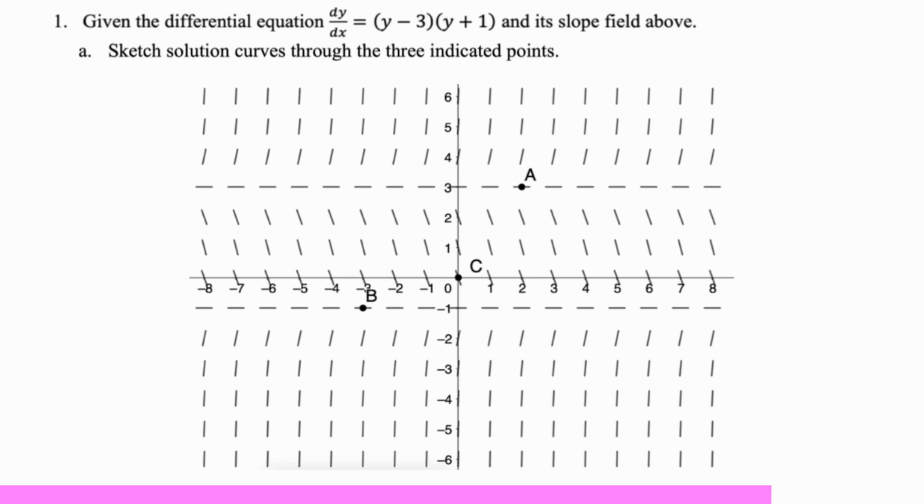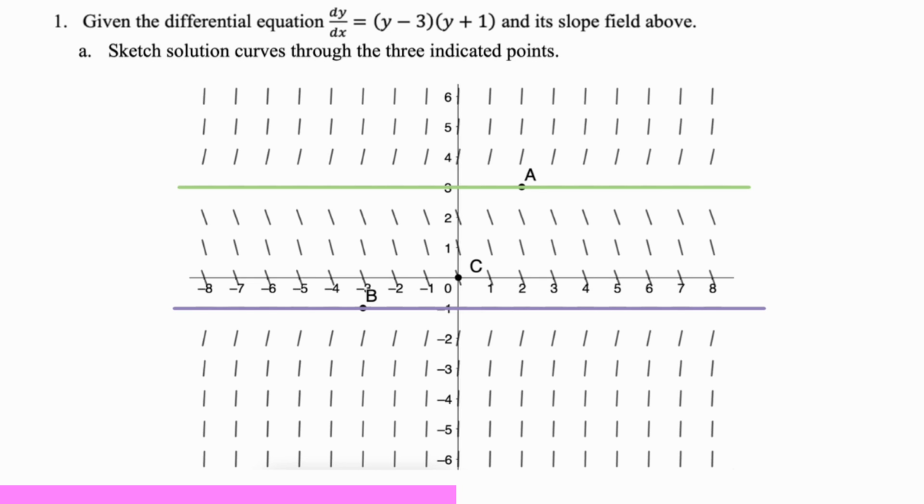All right, so point A is starting at y equals 3. And you can see from the differential equation, if y equals 3, the slope is always 0. You're just going to get a horizontal line. B is kind of the same thing, right? If you start at y equals -1, plug that into dy/dx, you always get 0. So again, you're going to get a horizontal line. Those are just going to be constant solutions. There's no way to get out of there.